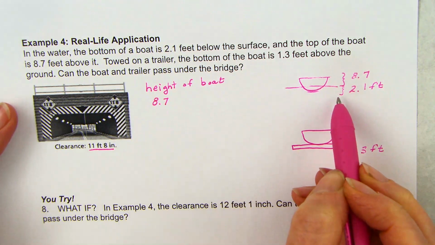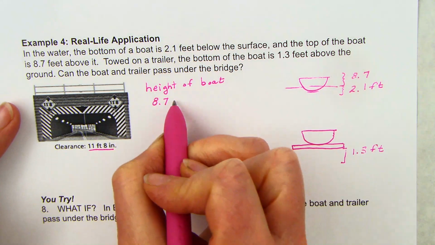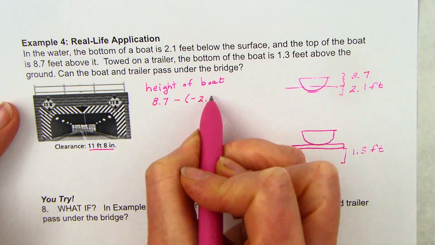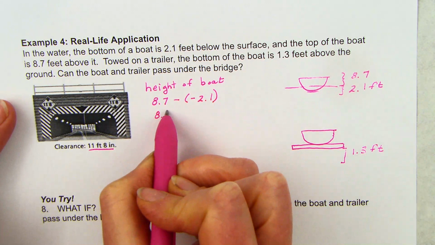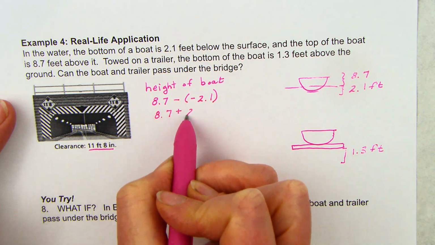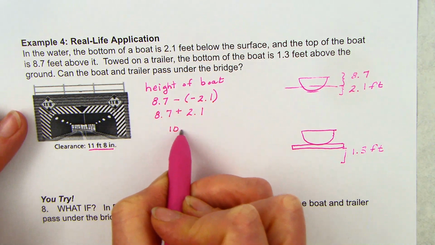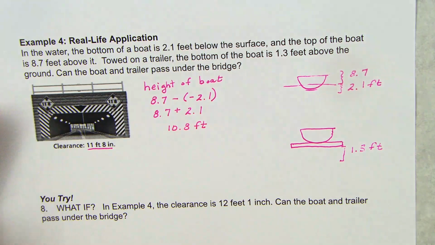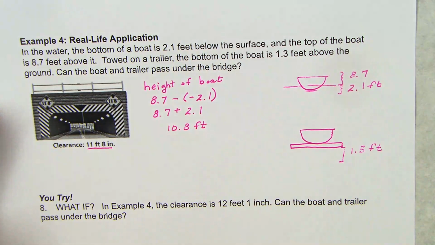I'm going to take then 8.7 and subtract negative 2.1, since negative is underwater. Then I can add the opposite, and I've got 10.8 feet for the height of the boat, which you can also see there. If it's 8.7 and 2.1, then it's 10.8.